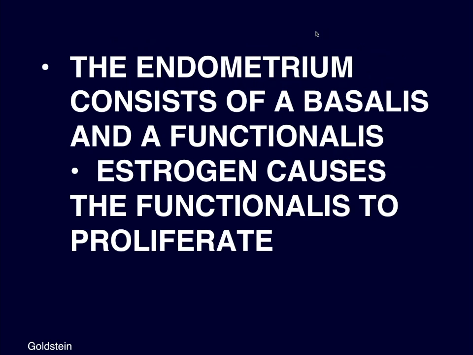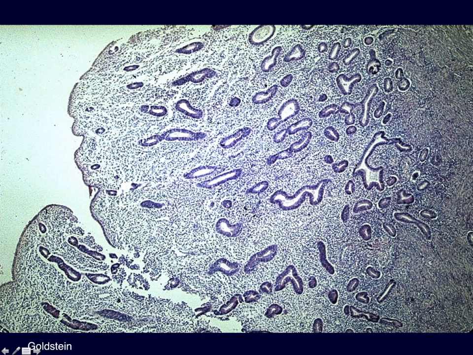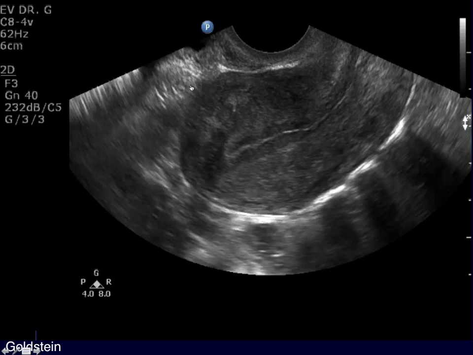So realize that the endometrium consists of a basalis and a functionalis. Estrogen causes the functionalis to proliferate. Proliferative endometrium is characterized by abundant mitoses, and I want you to look at the amount or height of the tissue. This is now a hysterectomy specimen taken from a patient in the proliferative phase. You see all these glands have abundant mitotic figures. You can see the relative thickness of this endometrial surface.